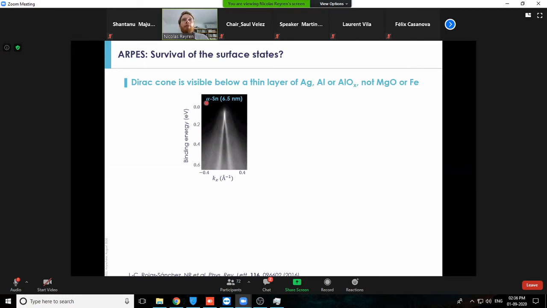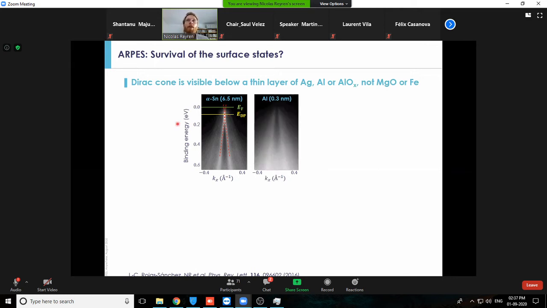So let me now switch to the case of alpha tin. This is a typical map that we get for the tin that we deposit in this chamber. And you can clearly see this Dirac cone, well visible here. You have the Fermi energy around here, and a Dirac point that is slightly below. Now, if you deposit a very thin layer of aluminum, only one atomic layer, you can still see the cone, but now it seems that the Dirac point is above the Fermi level.